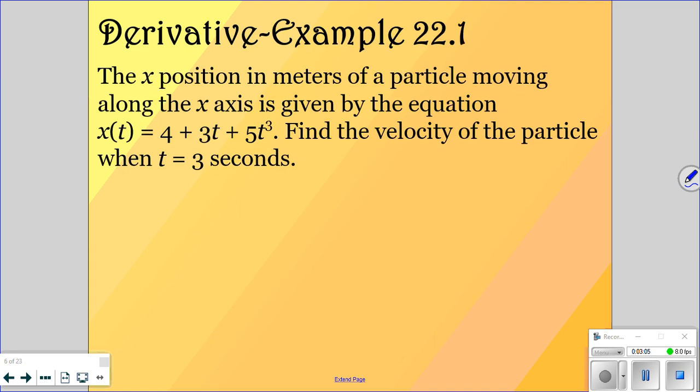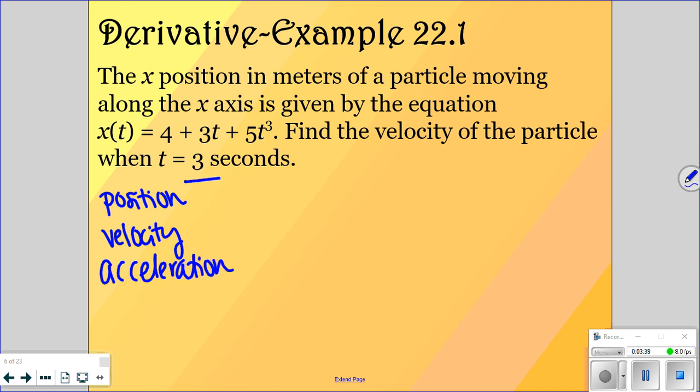So let's look here. The x position in meters of a particle moving along the x-axis is given by that equation. We want to find the velocity when t equals 3. So before we go over this problem, we need to go over how position and velocity and acceleration are related. If you start with position and you take the derivative, you get to velocity. And if you take the derivative of velocity, you get to acceleration. So you need to learn that. Position, velocity, then acceleration.